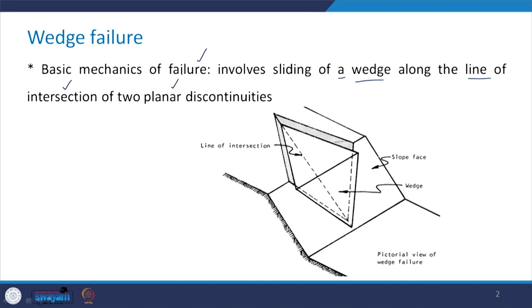Take a look at this figure. This portion is the slope face, and the shaded portions which you can see are the two planes of discontinuity. In between these, the wedge is being formed, and this is the line of intersection of these two discontinuity planes, that is this one and this one. And along this line of intersection only, the sliding of this wedge will take place.